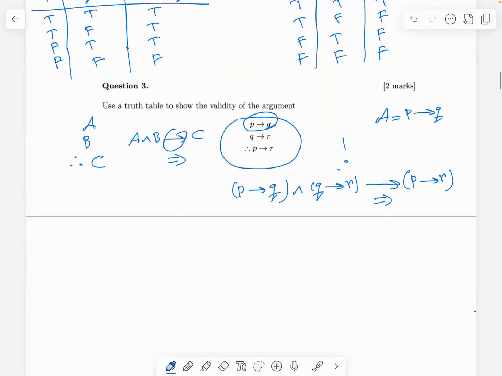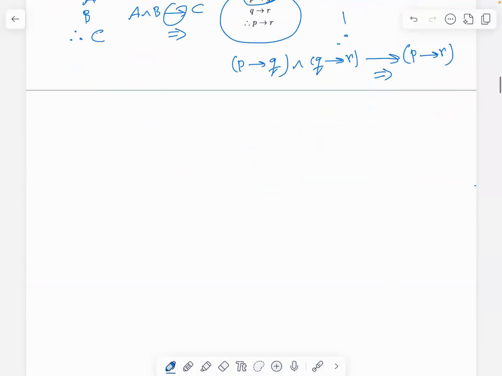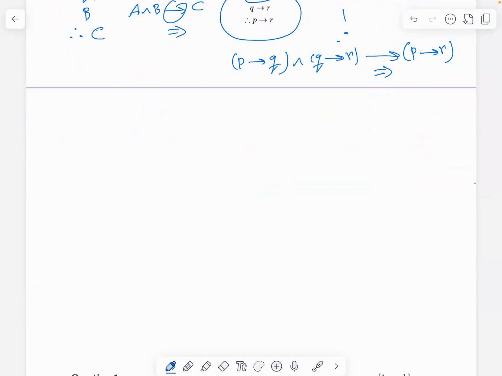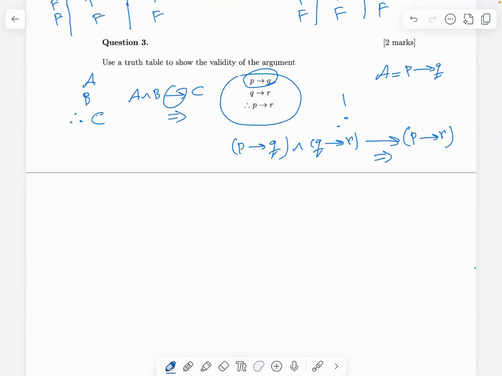Okay? Yeah? Which one? Which one? Yeah. Yes, but the meaning of this structure means this one. Yes.